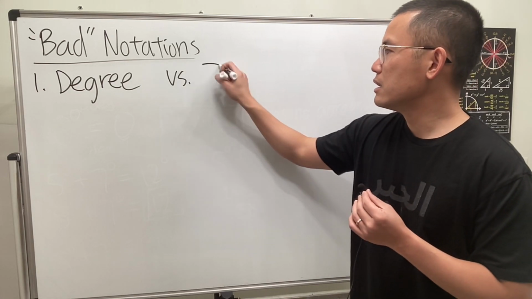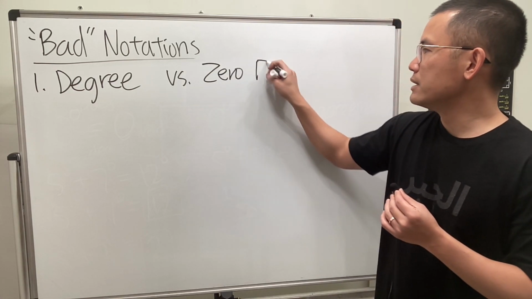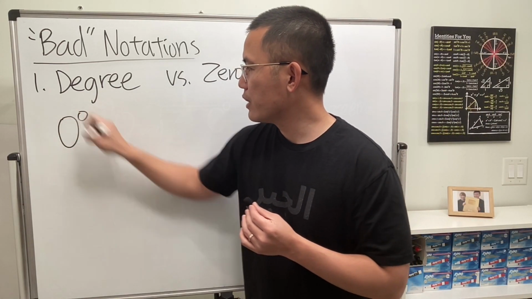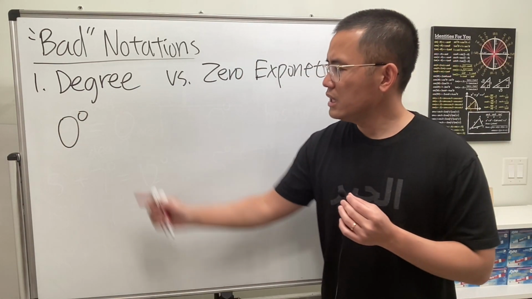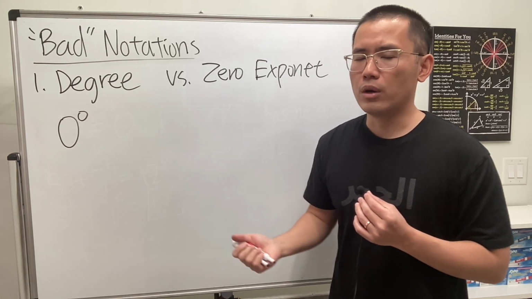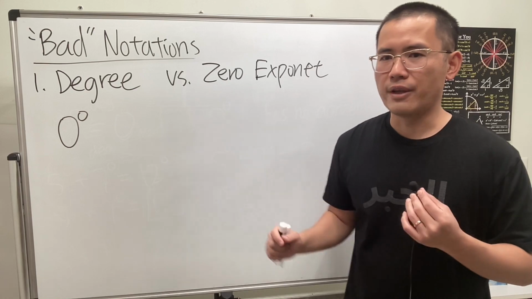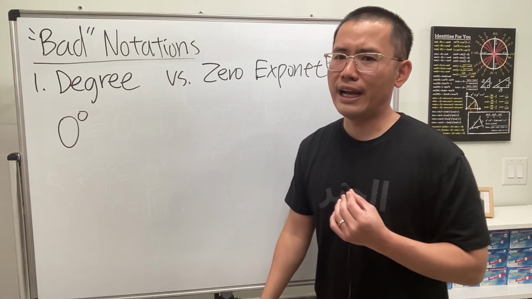I'm going to compare the degree notation versus the exponent notation, in particular the zero exponent notation. Earlier, I put down 0 with a little circle here. Imagine if you just see this somewhere on the board, or imagine if you see this as a painting, like in my room or something. How are you going to interpret that?